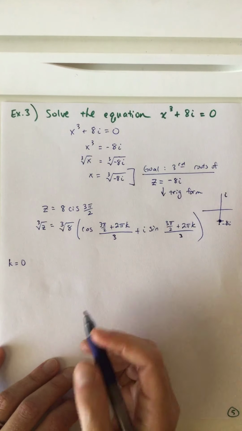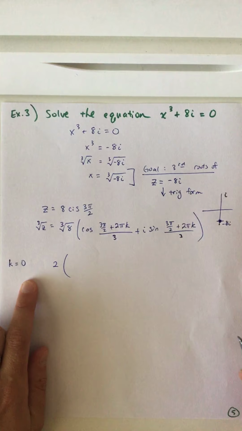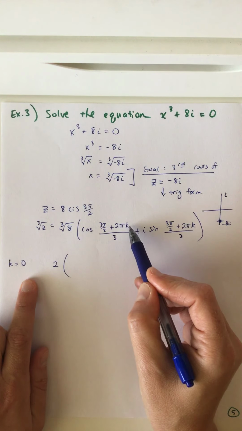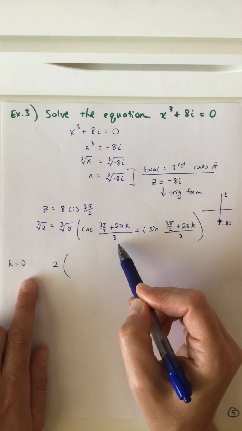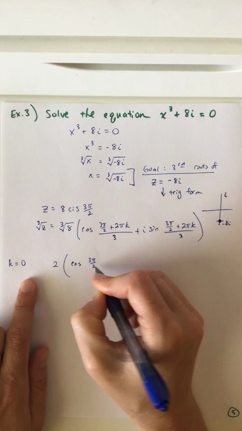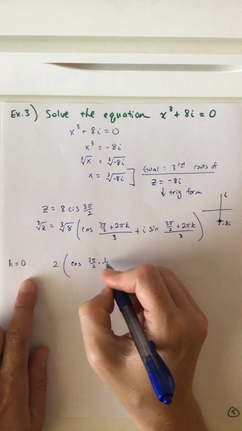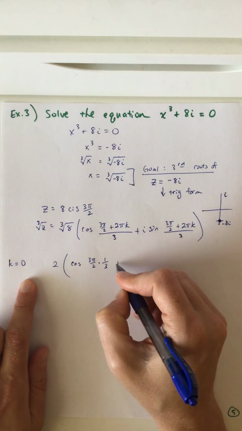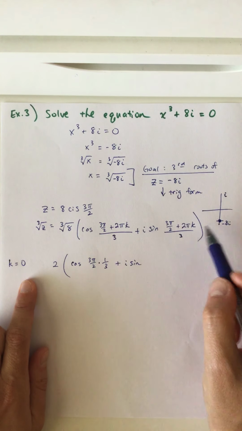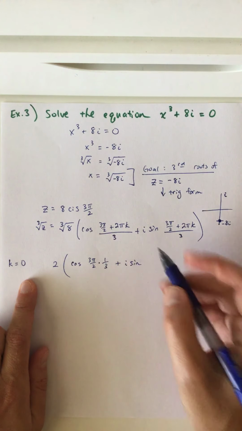Let's start with k equals 0. Well, we know that the third root of 8 is 2, so we've got 2 times this whole expression. If we put 0 in for k, we just end up with 3 pi over 2 over 3. So cosine 3 pi over 2 divided by 3 would be the same as times 1/3, plus i sine of that same angle. We can simplify a little bit. The 3's are going to cancel, and we just get pi over 2.